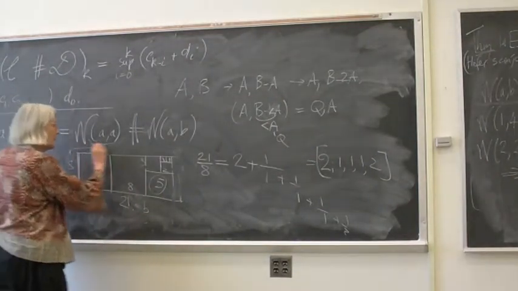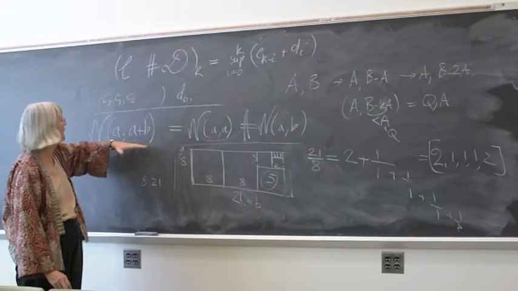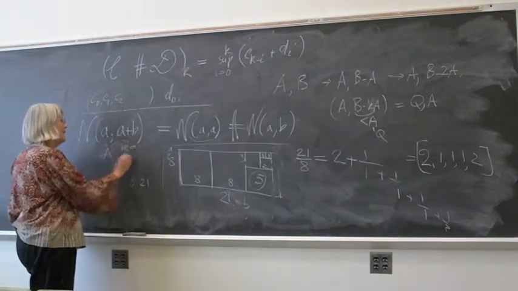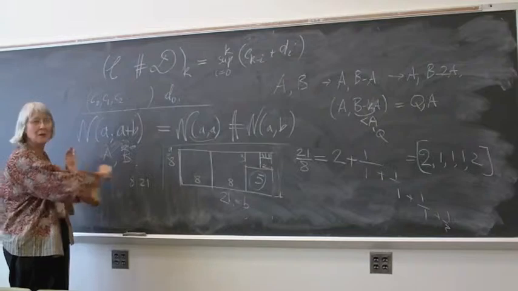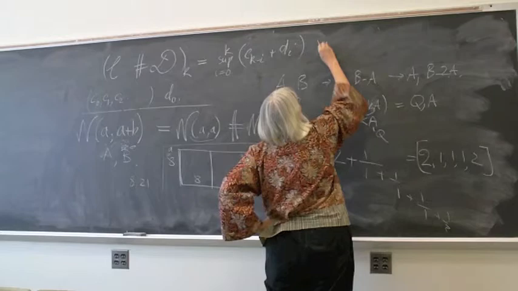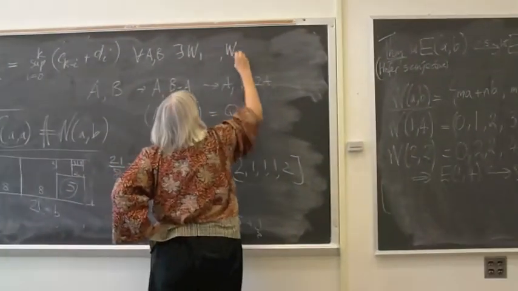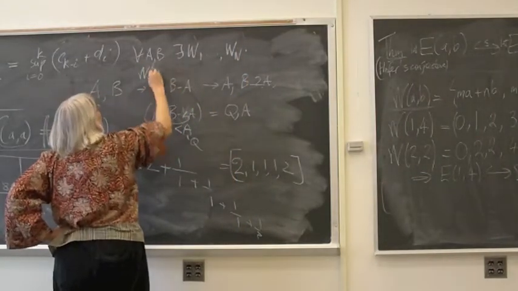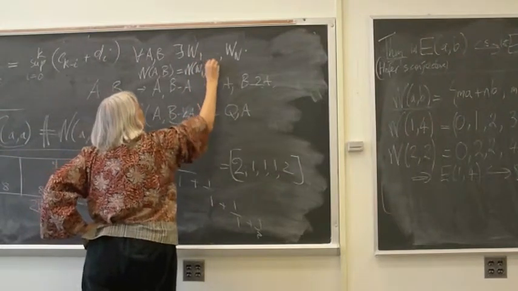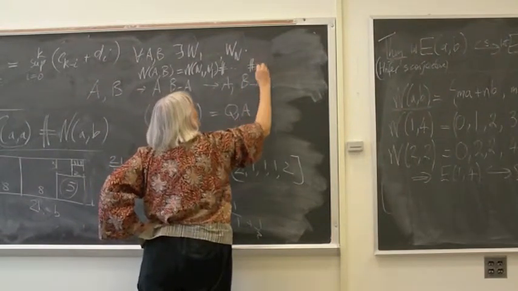Anyway, the point is that this algorithm is saying that if you start with A and B, you can decompose it. In the end, it will tell you that for any pair of integers A and B, there exist numbers W1 through Wn, so that N(A,B) is formed by N(W1,W1), joined with all these square ones.